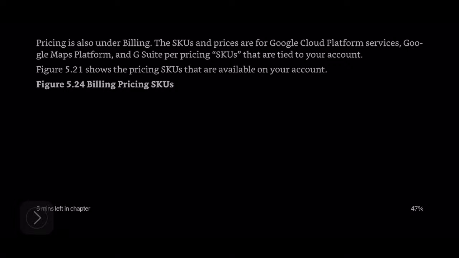Pricing is also under billing. The SKUs and prices are for Google Cloud Platform services, Google Maps platform, and G Suite per pricing SKUs that are tied to your account. Figure 5.21 shows the pricing SKUs that are available on your account. Figure 5.24 billing pricing SKUs.